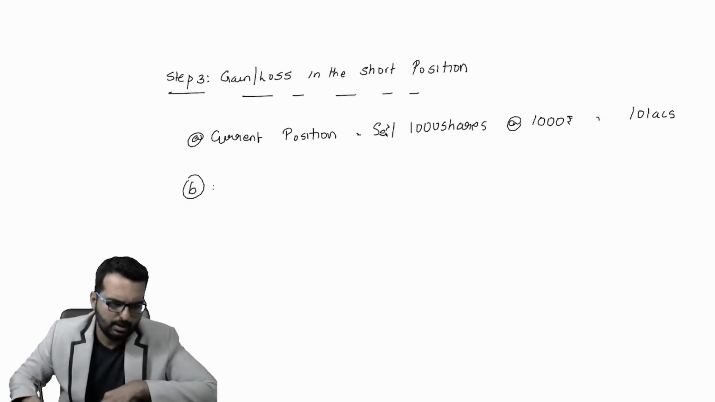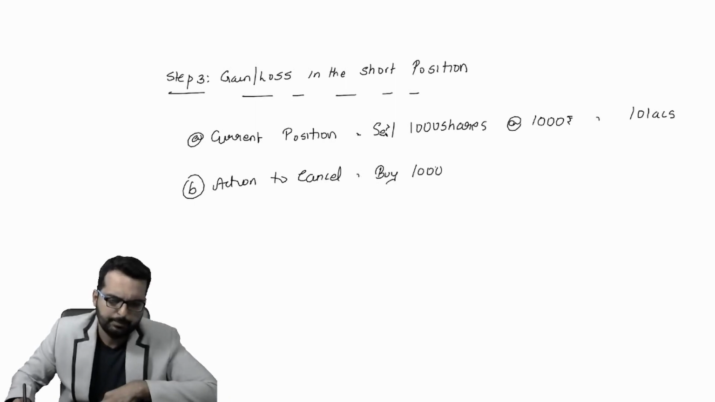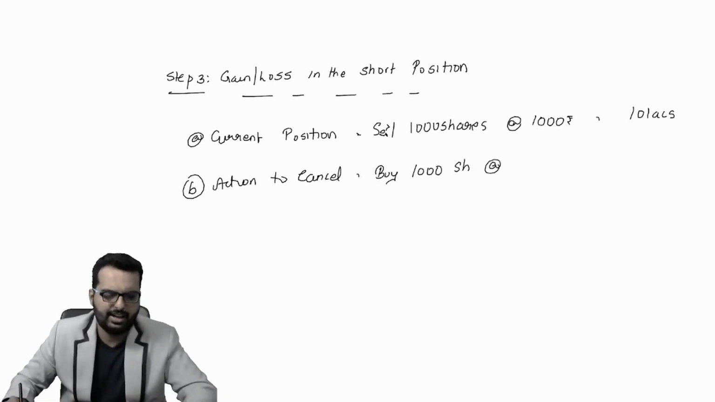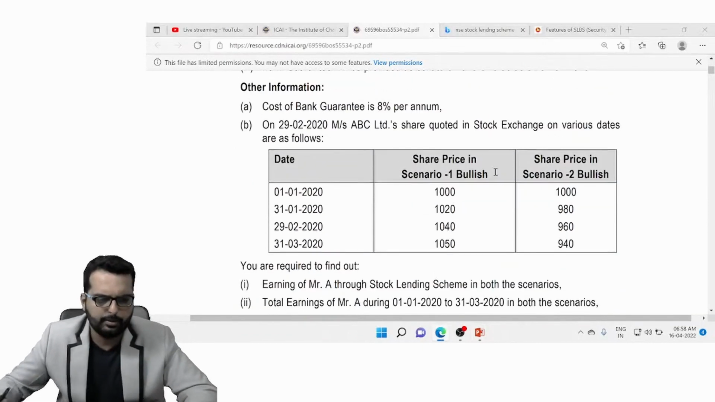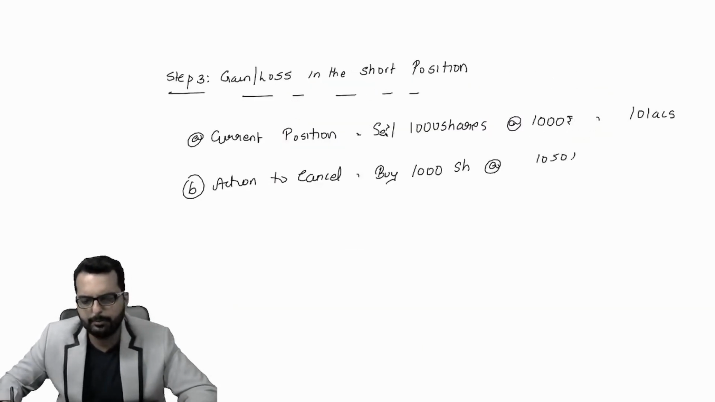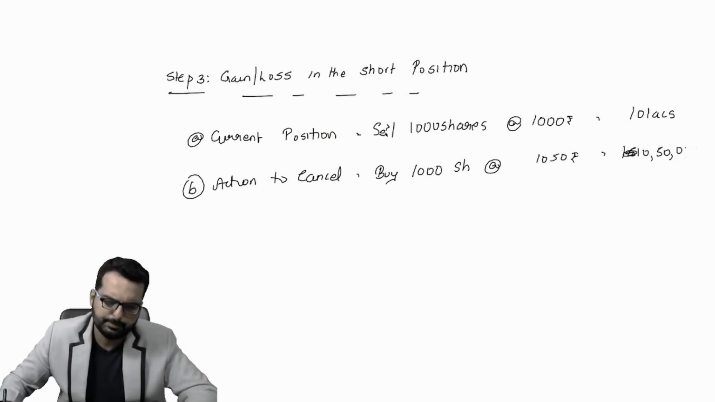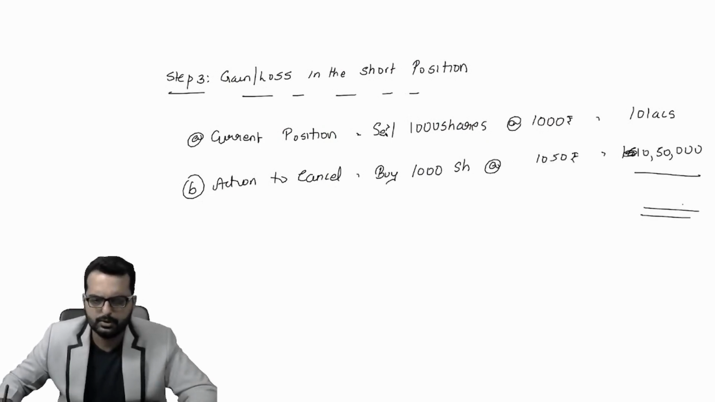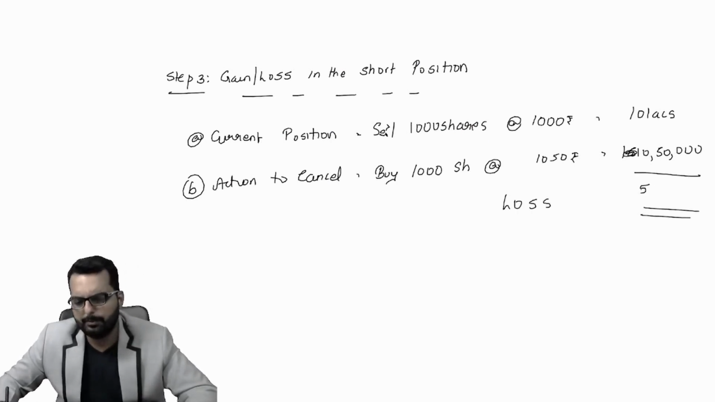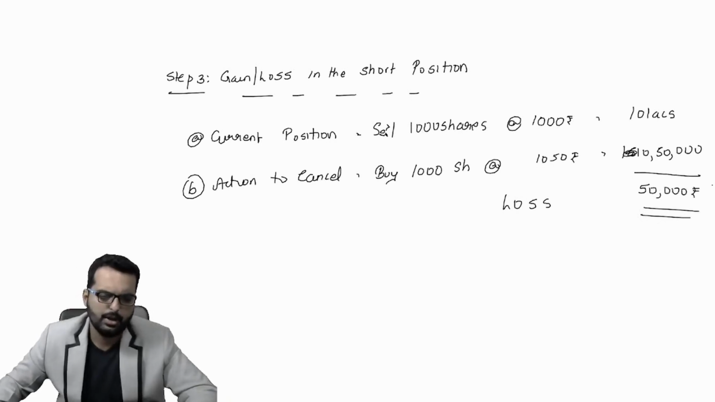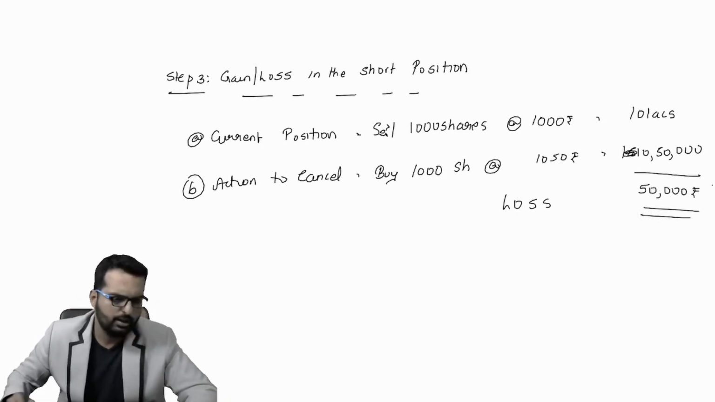Right? Okay. So now, what will be the action to cancel this? He will have to buy the entire 1,000 shares at what price? At the closing price. What is the closing price? 1050. So that should be 10 lakh 50,000. Right? So what is going to be his loss over here? His loss will be 50,000 rupees.